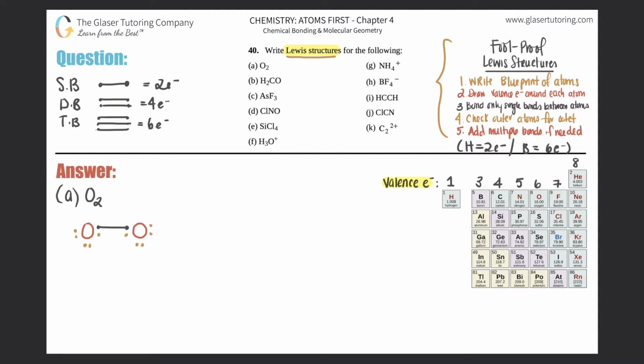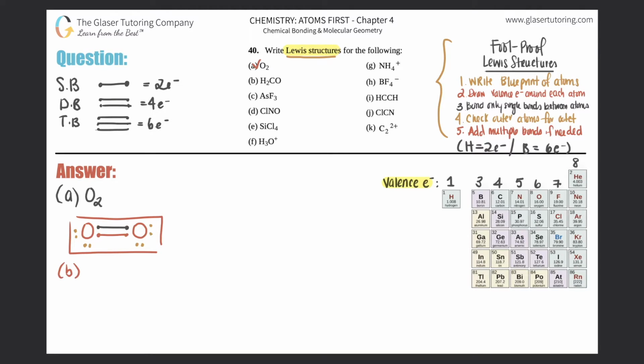Now, if you don't get the octet, if you don't get the 8 electrons, you will add multiple bonds if needed, and in this case, we need it. So 1 electron from each oxygen will bond again to form a double bond, and then you just check. This oxygen now has 2, 4, 6, 8 electrons. That's the octet. This oxygen also has 2, 4, 6, 8. So we are good. Box that answer off. That's the answer to A.